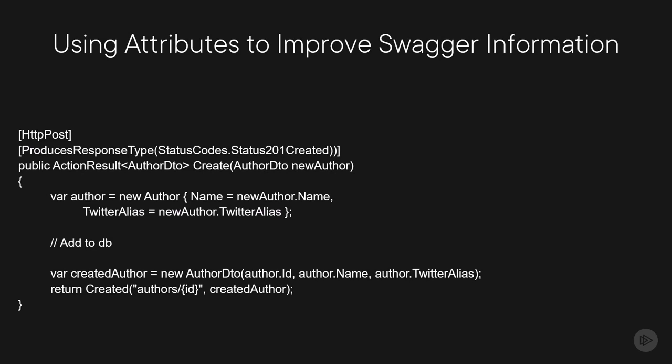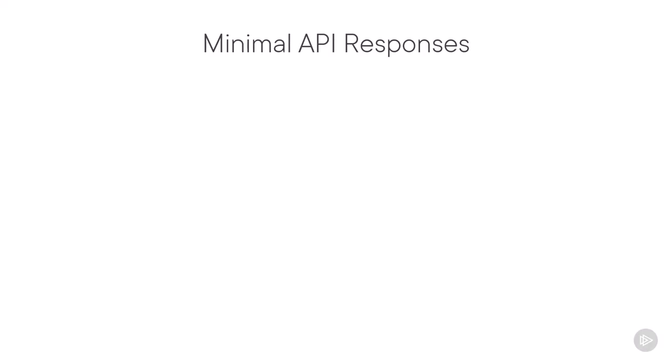In this example, we're using an action result of author_DTO, and so we can specify that this returns a status code of status 201 created, but notice that in the attribute, we no longer need to specify the type of the object being returned. That can be inferred from the action result's generic type parameter, in this case author_DTO.